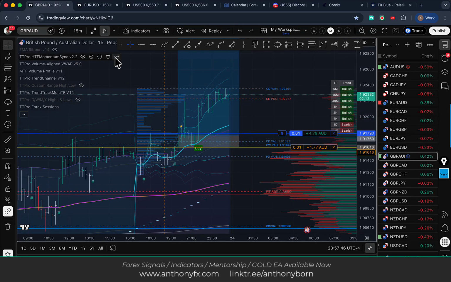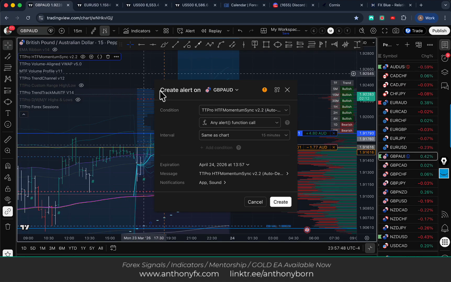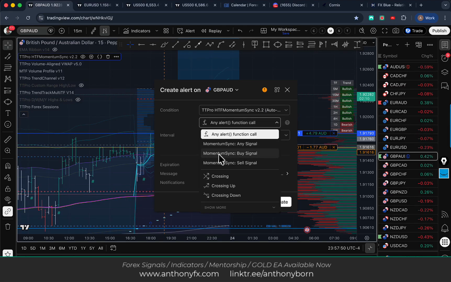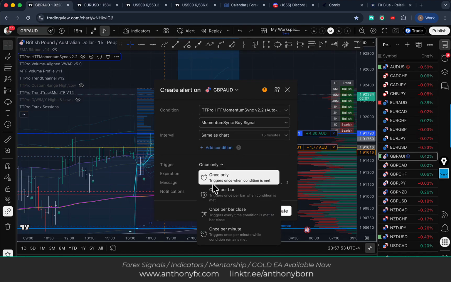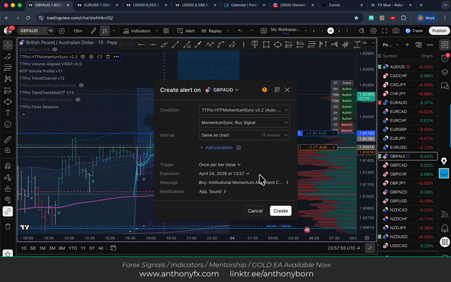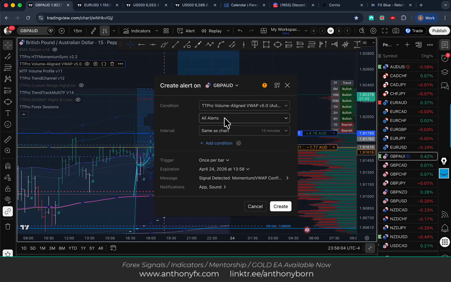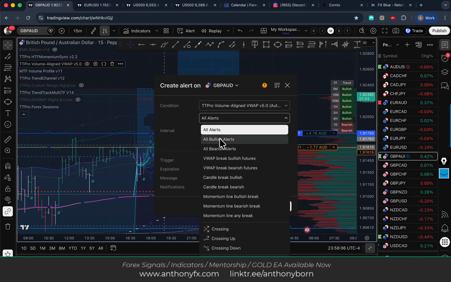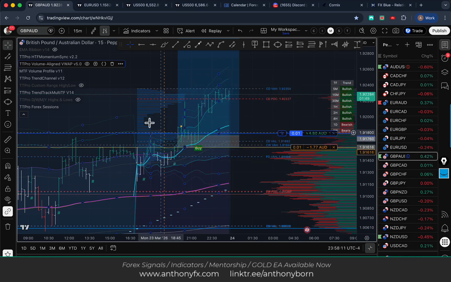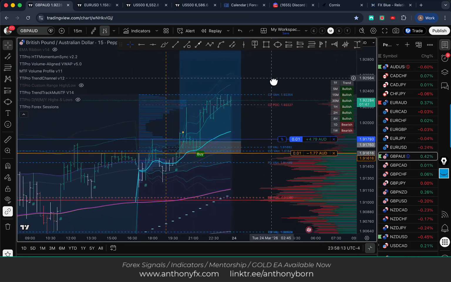All you've got to do is go here, three dots, add alert. You're looking for a buy. Just go buy signal, once per bar close if you like, or once per bar create. And the other signals you can set are on the VWAP here. Add alert and just go all buy signals, all bullish. There you go.